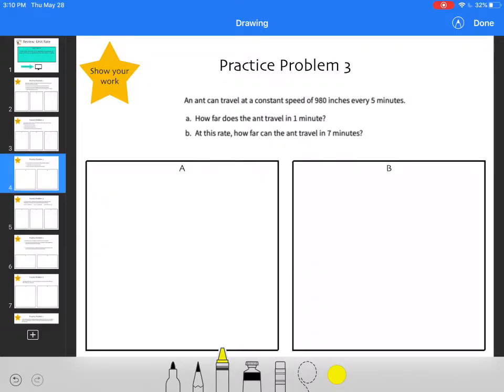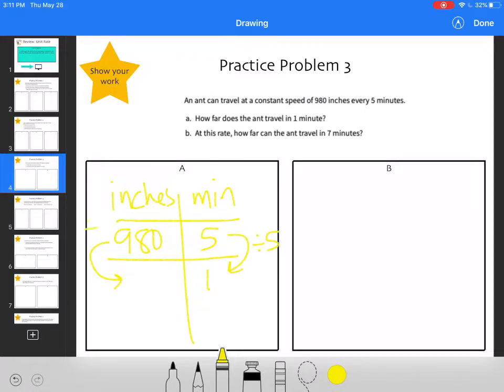An ant can travel at a constant speed of 980 inches every 5 minutes. How far does the ant travel in 1 minute? So I have inches and minutes. I know that the ant goes 980 inches in 5 minutes. I want to figure out 1 minute, so I'm going to divide by 5 on each side. So I'm using my calculator, 980 divided by 5, and I get 196. So 196 inches. Seems really far for an ant.